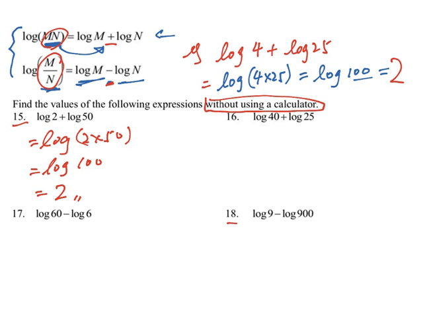Question 16. Log 40 times 25, because this is plus. So we can get log 1000. There are 3 zeros, so it is 3.